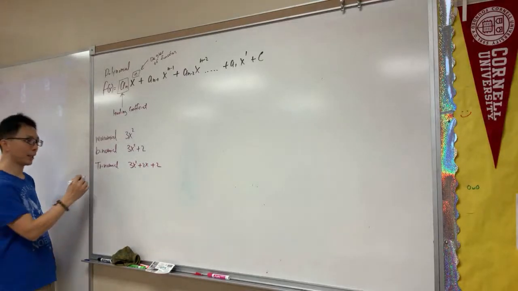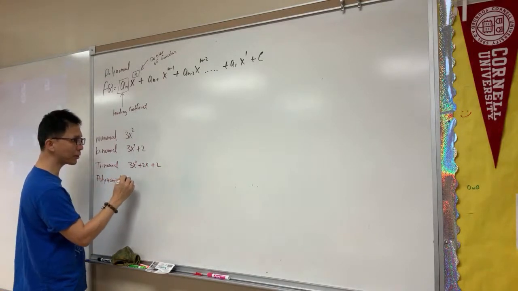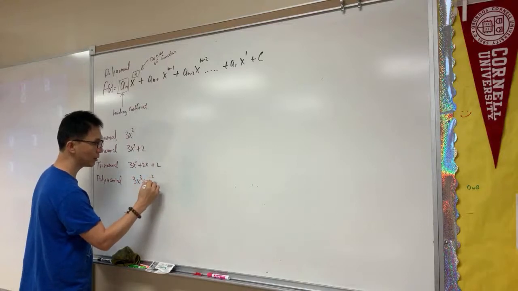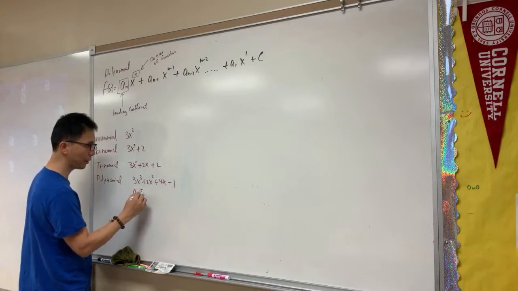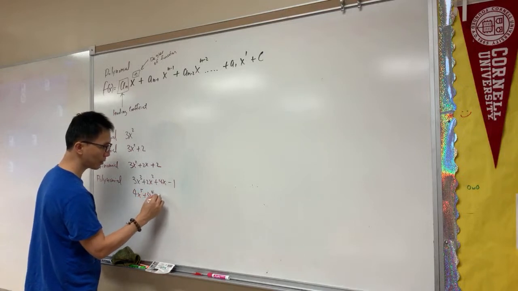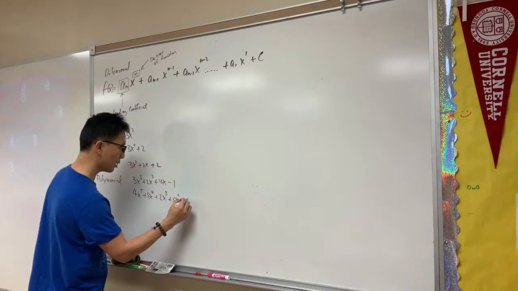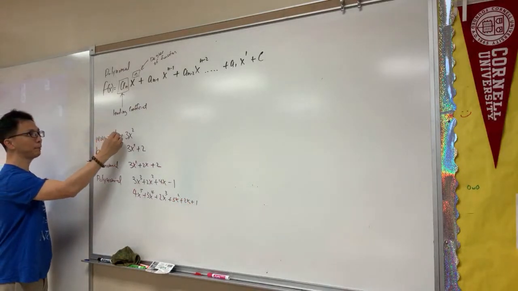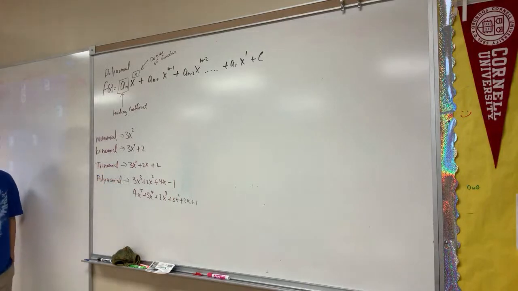Then I can have a polynomial, which is 4 or more terms. For example, 3x to the third plus 2x squared plus 4x minus 1, or let's say 4x to the fifth plus 3x to the fourth plus 2x to the 3 plus 3x plus 2x plus 1. So those are the perfect examples. If I have one term it's a monomial, two terms binomial, three terms trinomial, four or more terms is called polynomial. Now degree of function has a few different kinds.